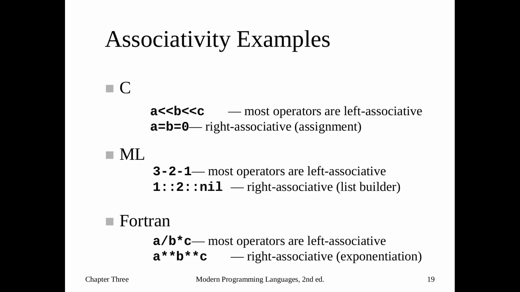In Fortran, most operators were also left associative, like A divided by B multiplied by C. That would be the quotient provided by A divided by B, and then that multiplied by C. On the other hand, the exponentiation operation is right associative. I want to see what B to the C power is, in order to use that value to then raise A to that power.